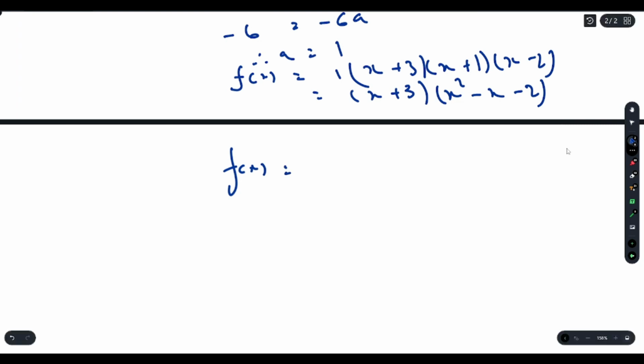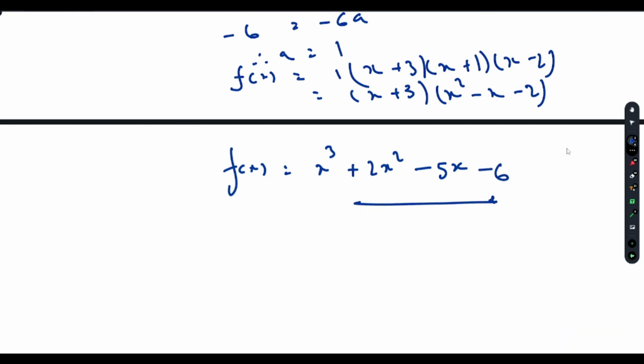x times x squared is x cubed, x times minus x is minus x squared, 3 times x squared is 3x squared, so this gives me plus 2x squared. x times minus 2 is minus 2x, 3 times minus x is minus 3x, so that will result in minus 5x, adding the like terms, and then 3 times negative 2 is negative 6. And we now have the equation of our cubic graph.